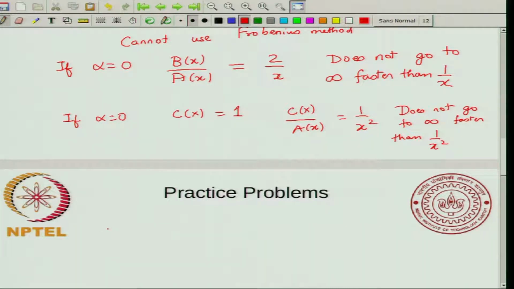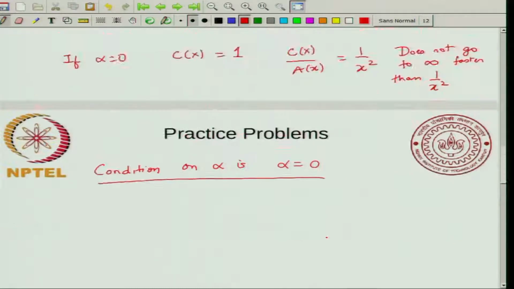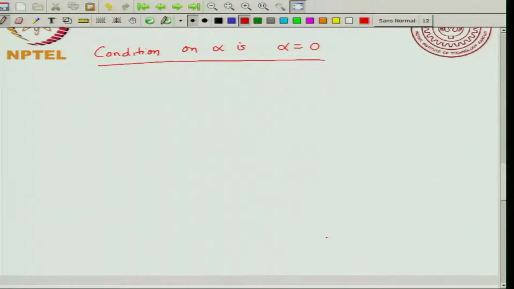So, the condition on alpha is alpha equal to 0. If you want to use the Frobenius method, then alpha has to be equal to 0. So, if alpha equal to 0, Frobenius method can be used. Okay. So, this was the first problem.